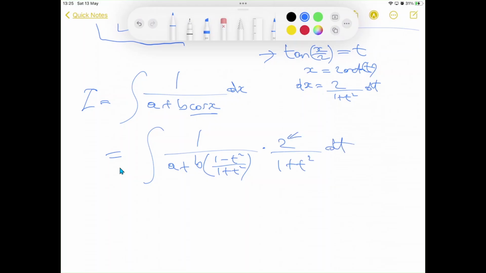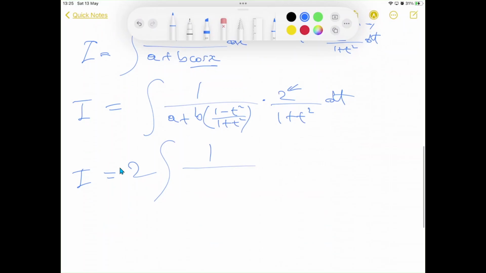And this 2, we can bring it to the outside because it's a constant multiple. And we have 1 over the bottom. So what we need to do is multiply this bit by that bit. And to do that, you need to multiply the a by the 1 plus t squared first. You end up with a plus a t squared. And then next, you need to multiply the b by the 1 plus t squared. What ends up happening is the 1 plus t squared cancels with the 1 plus t squared there. And you end up with b times 1 minus t squared, which is plus b minus b t squared. We still have dt from earlier.